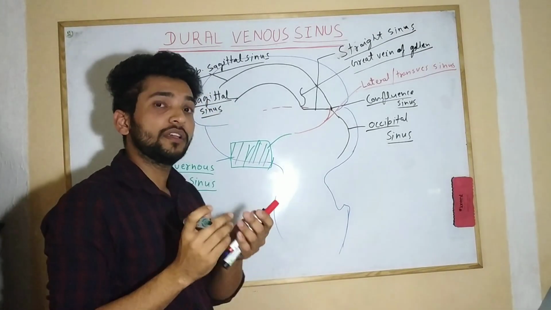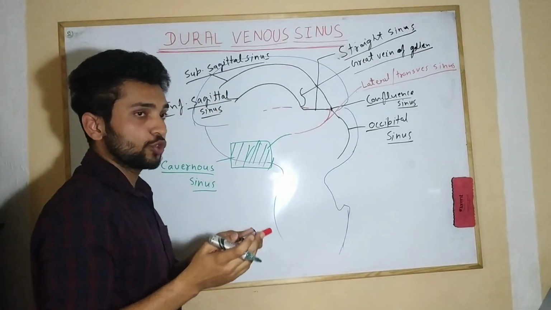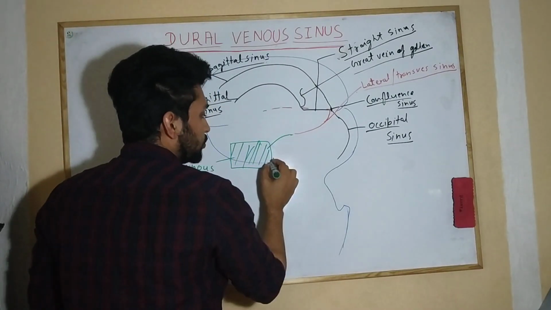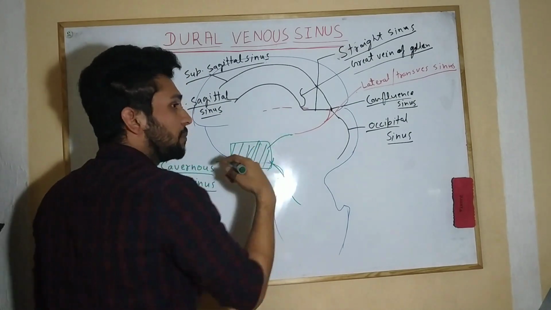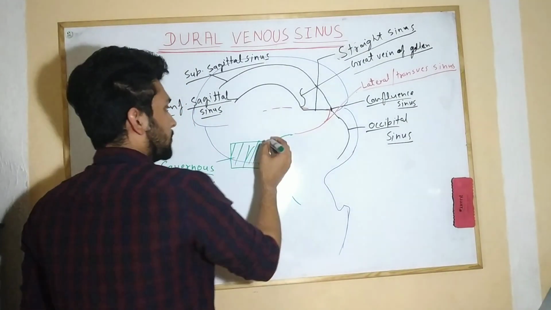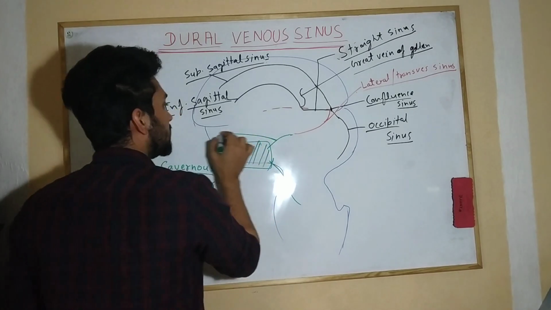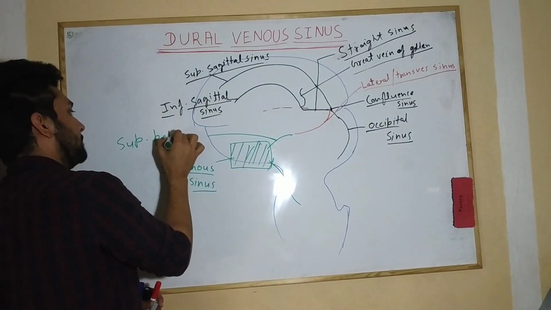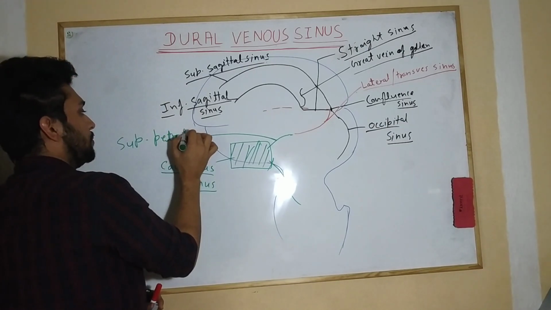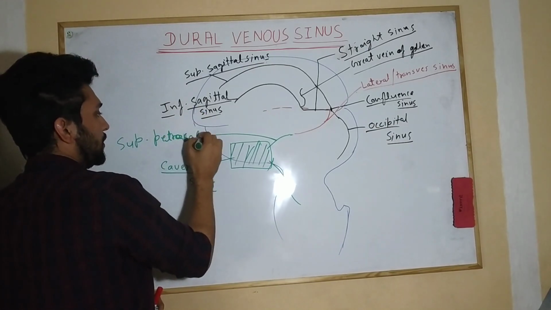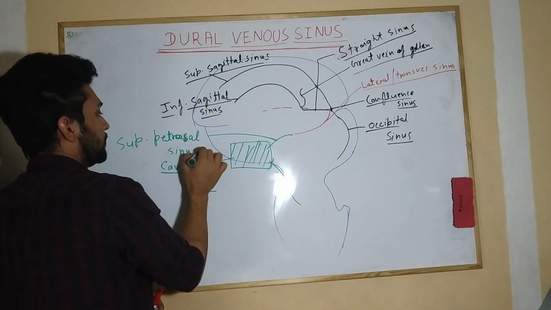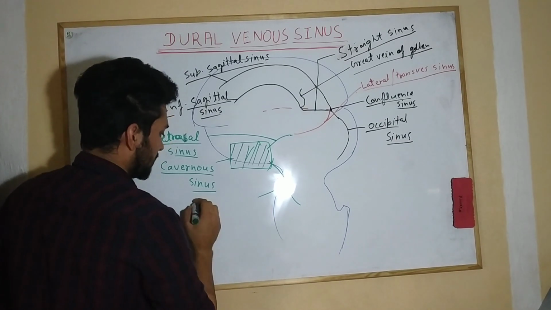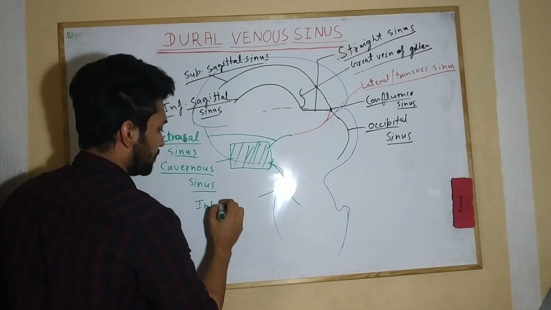The two daughters are also twins. Their name is Petrosa. Petrosa is the name of the girl. So he has two daughters: superior petrosal sinus and inferior petrosal sinus. So here is the name of this girl, superior petrosal sinus, and this girl's name is inferior petrosal sinus.